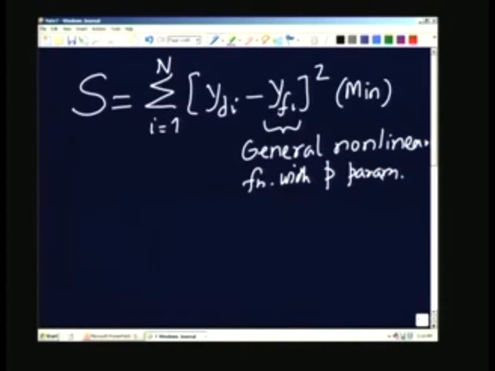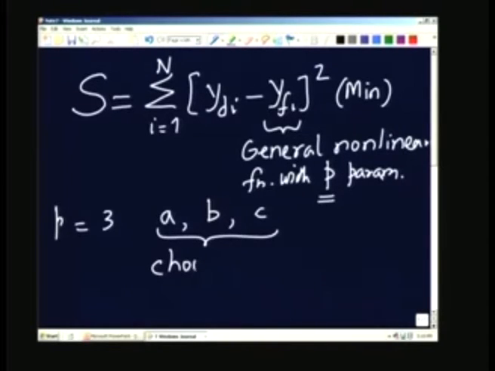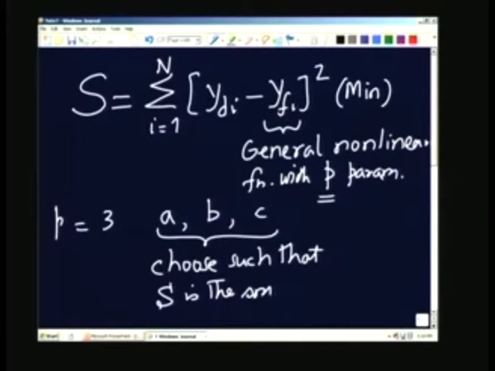So what I have to do is find the values. For example, if p is equal to 3, that means I may have A, B, C. Choose such that S is the smallest. Before we proceed, let me just look at this quantity here. Because it is a sum of squares, it is always positive.